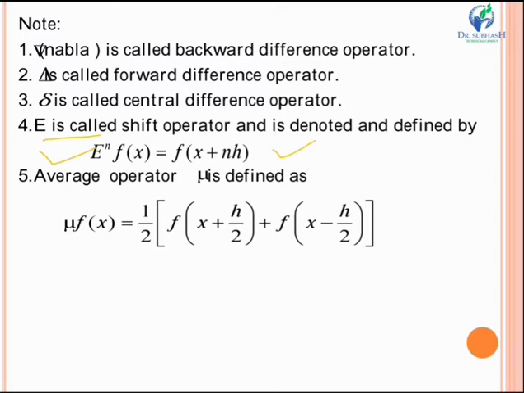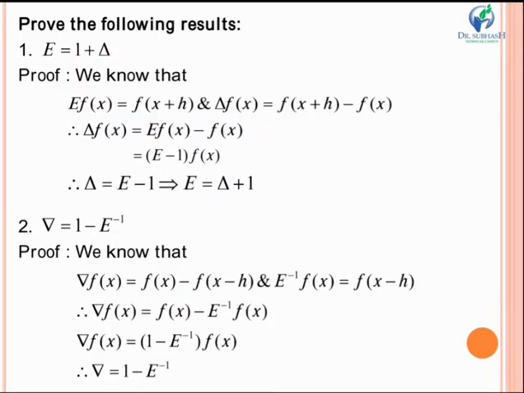And next is the average operator, that is mu. So mu of f(x) equal to 1/2 [f(x + h/2) + f(x - h/2)]. You will need to remember all these formulas. Now let us move towards some of the results which are usually asked in our examination, and you also need to remember these results. Our first result is E equal to 1 plus delta.